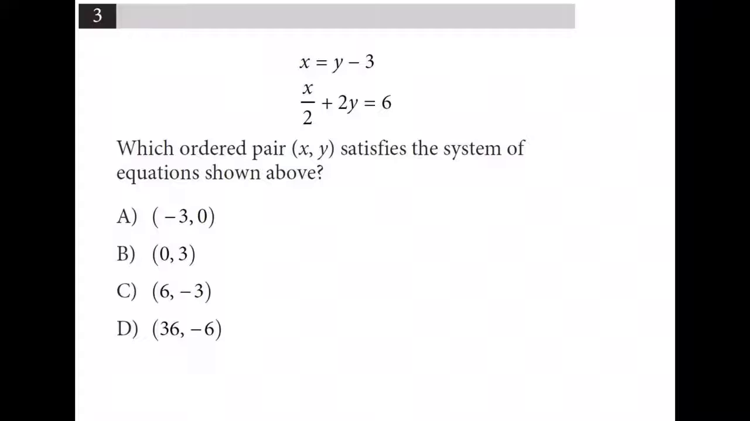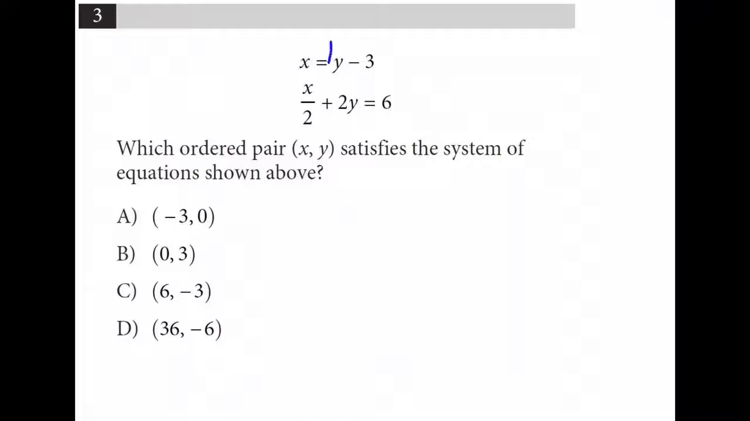Number 3. x is equal to y minus 3, and x divided by 2 plus 2y is equal to 6. Which ordered pair (x, y) satisfies the system of equations shown above? There's more than one technique to solve this problem. I might use substitution. However, because the x and the y in the first equation both have a coefficient of 1, I could solve it for either. However, x is already by itself.